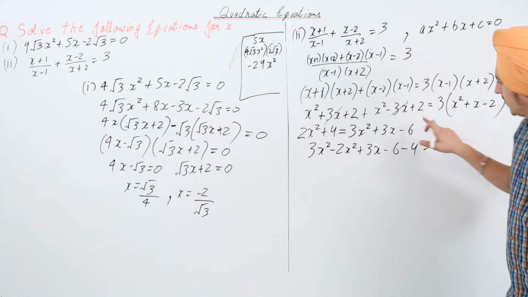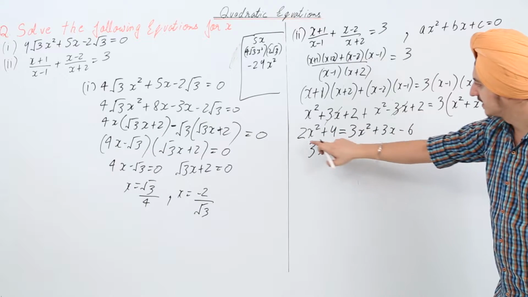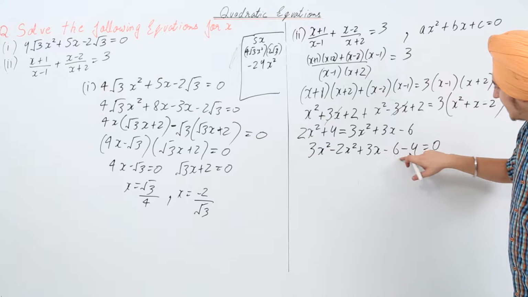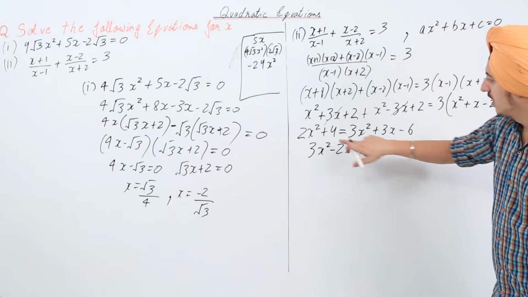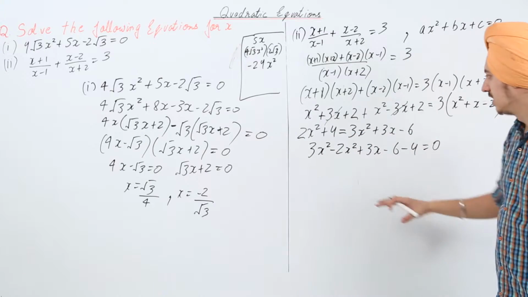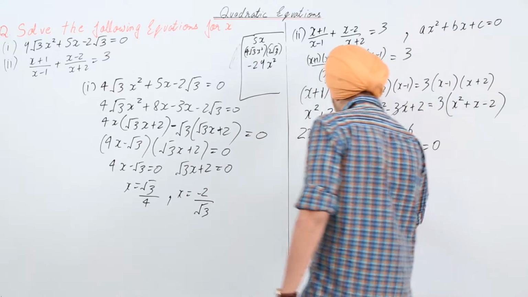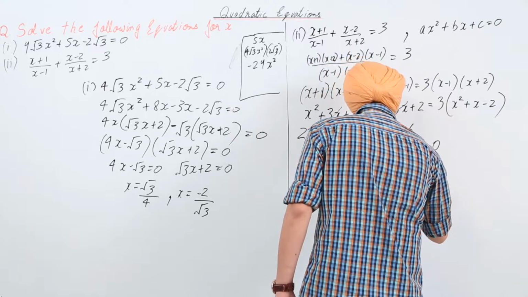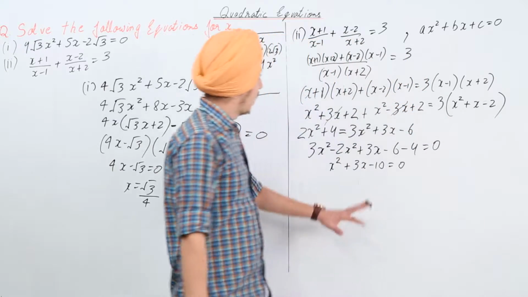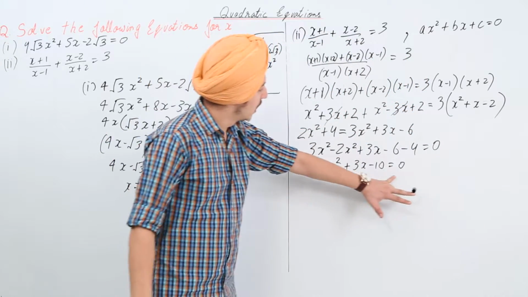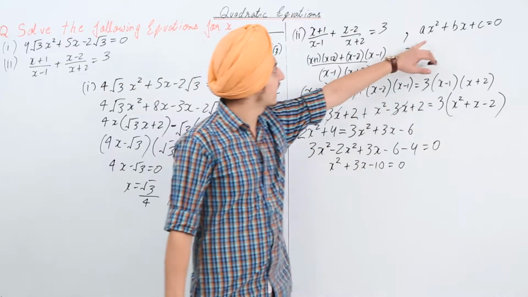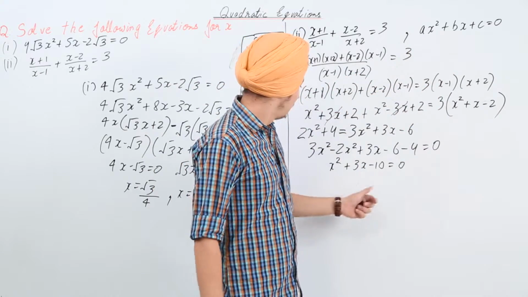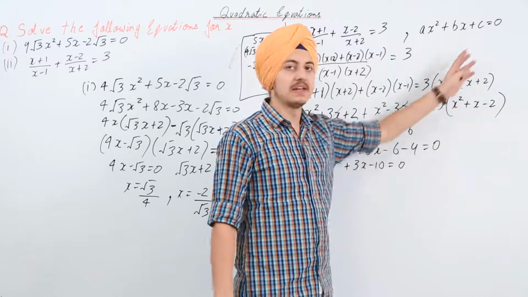I've just taken this term to this side and this term also to this side. This is 2x written this side, and this is minus 4, which is for this 4 coming to this side. So now we again simplify this and we get x square plus 3x minus 10 equal to 0. Now we've simplified this to a very simple equation in the form of ax square plus bx plus c equal to 0, where a is equal to 1, b is equal to 3 and c is equal to minus 10.